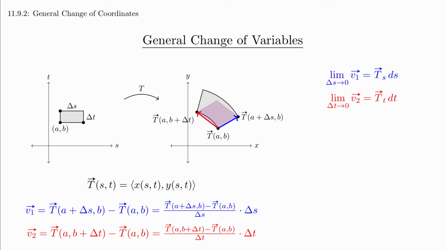The notation is a little bit sloppy, but I think it's much easier to understand. The partial derivative of a vector function with respect to s or t is just the vector formed by the partial derivatives of the components. So these two expressions really do make sense as vectors, and we'll see what they look like in a moment.